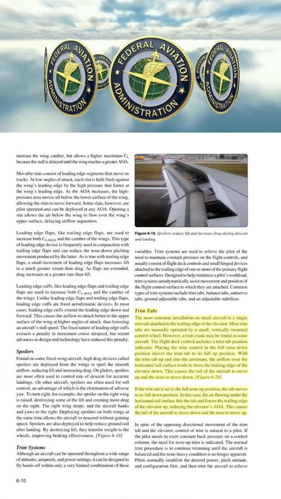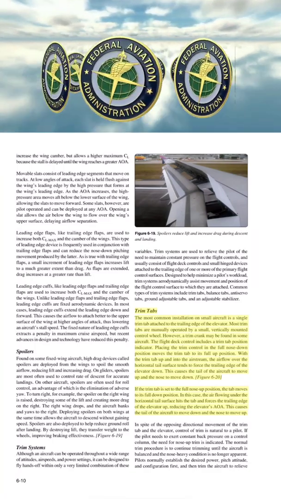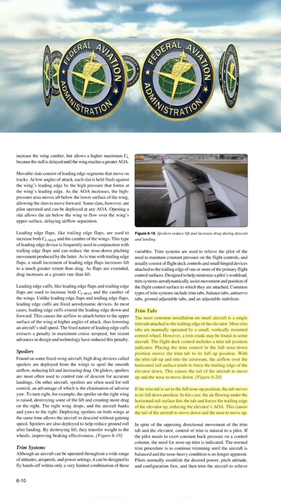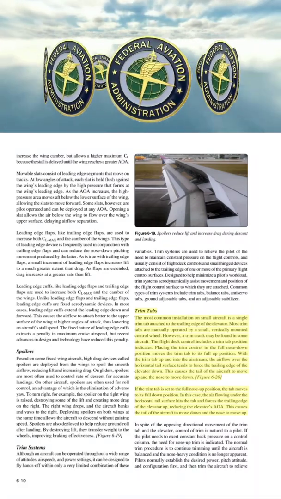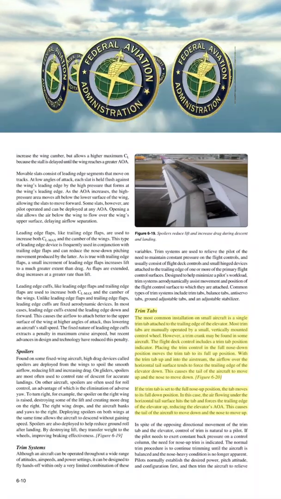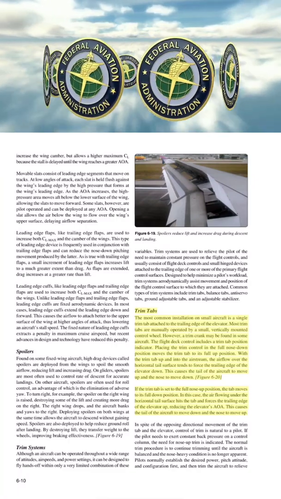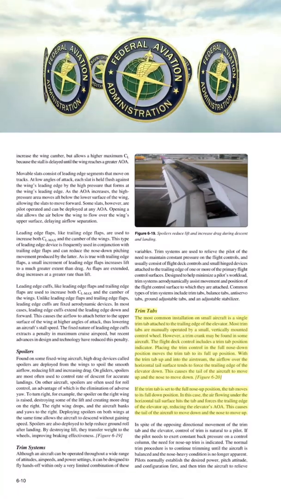Placing the trim control in the full nose down position moves the trim tab to its full up position. With the trim tab up and into the airstream, the airflow over the horizontal tail surface tends to force the trailing edge of the elevator down. This causes the tail of the aircraft to move up and the nose to move down.